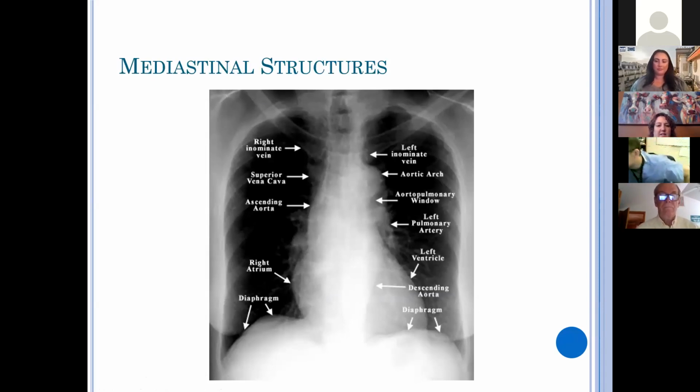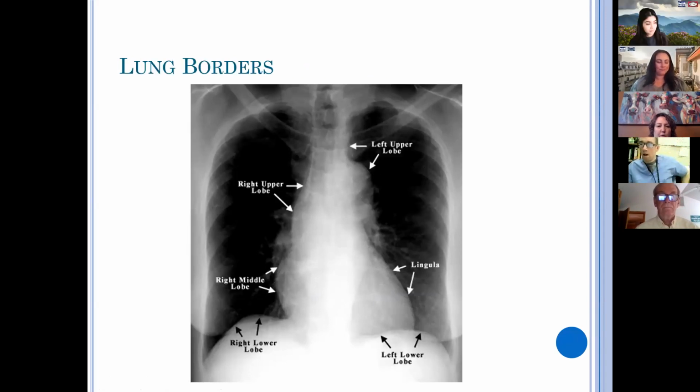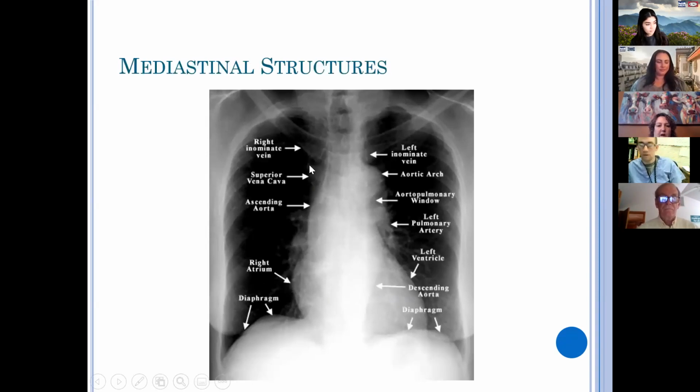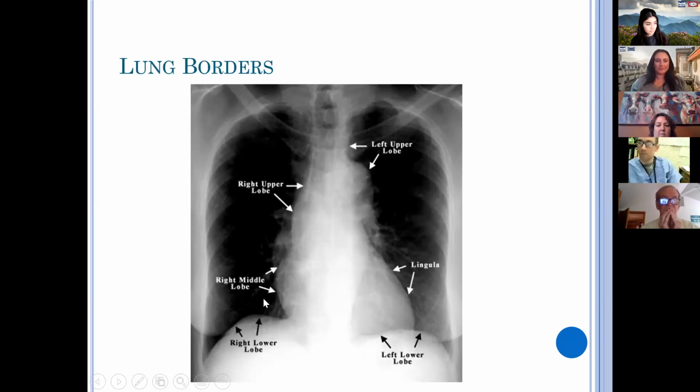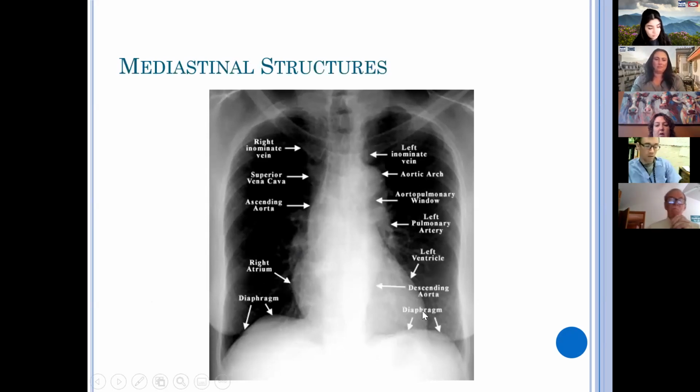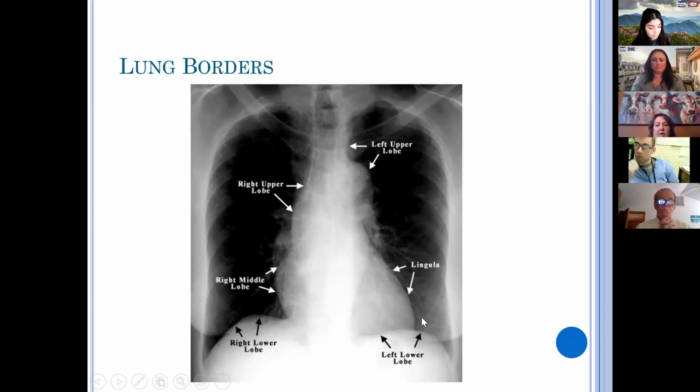And this is important because these things help to define our lung borders. So our right upper lobe border is along the right innominate vein, the superior vena cava, the ascending aorta. The right middle lobe abuts the right atrium and the diaphragm. The right lower lobe is along the diaphragm. The left lower lobe also along the diaphragm. The lingula is here along the left ventricle. This border here corresponds with the border of the lingula. And then the left upper lobe up here with the aortic notch.